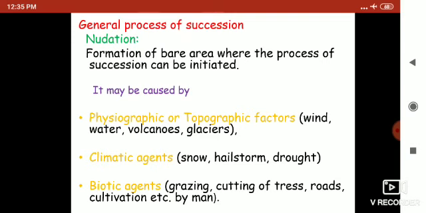You have formation of glaciers, and the next agent is climatic agents. It includes a lot of snow, which leads to loss of biodiversity and creates the nuded area. You have extreme hailstorms, droughts, and then biotic agents, for example excessive grazing by cattle, indiscriminate cutting of forest trees, construction of roads through forests, intensive cultivation by human beings, etc. All these agents are known to cause the formation of nuded areas in one way or the other.